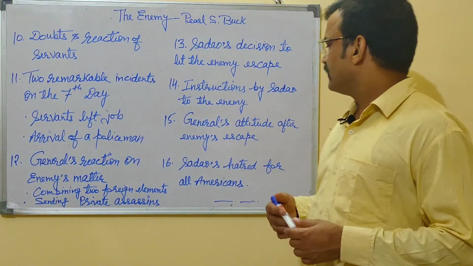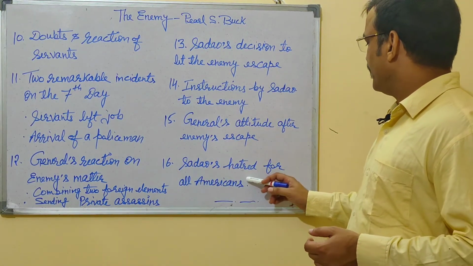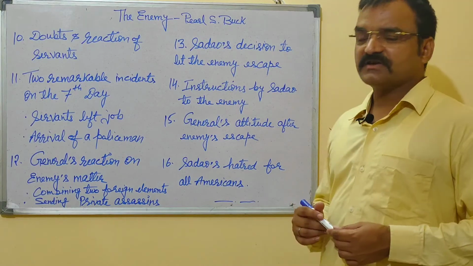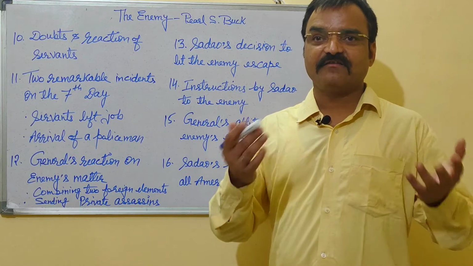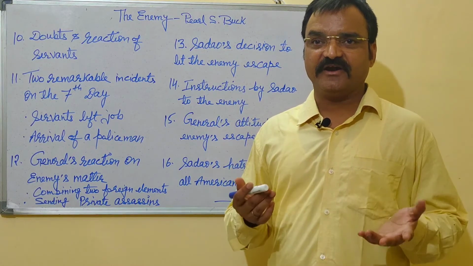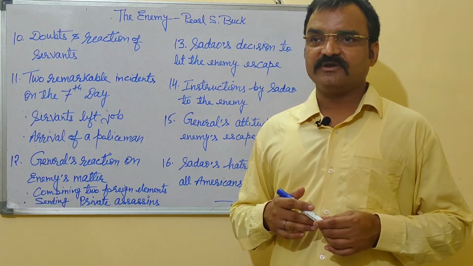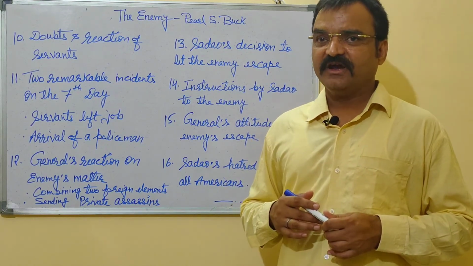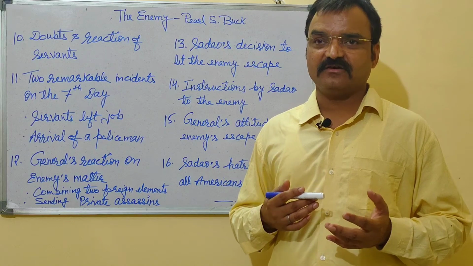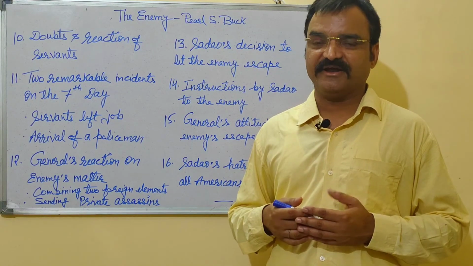Next main point is Sadao's hatred for all Americans. Sadao got his actual reward the same evening when he found that there was no signal from that island. It means the enemy had gone away safe and secure from there. This was the actual reward for him, that he succeeded in saving the life of the enemy. And now, sitting in his house, he started thinking about all Americans.